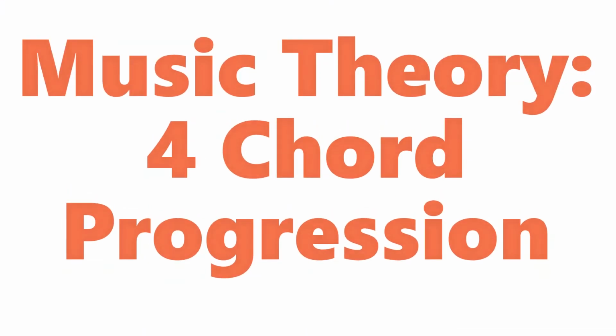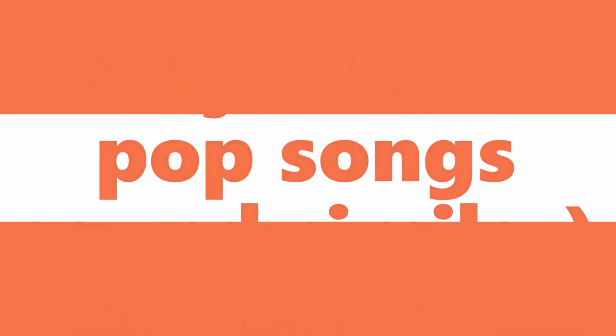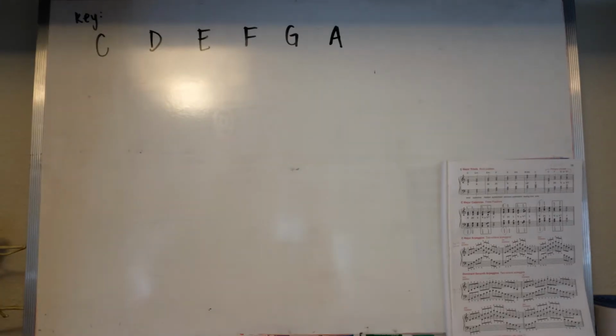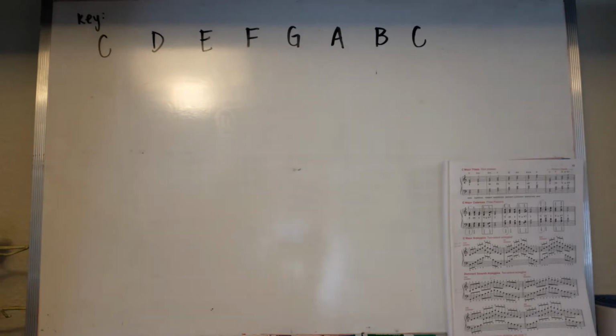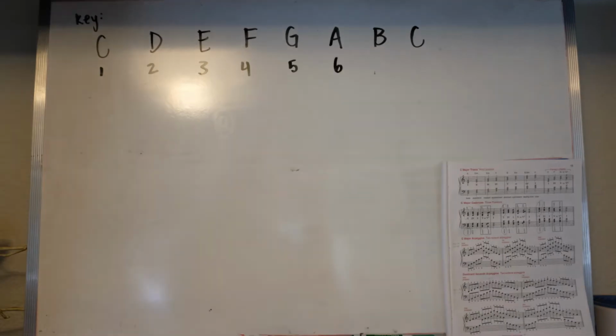Hi everybody, so today we're going to do a music theory lesson that goes over the 4-chord progression. It's also a lot of why many pop songs sound similar. So here is your basic C scale, no sharps, no flats, no nothing. We're just going to number them off in the order that you play them.